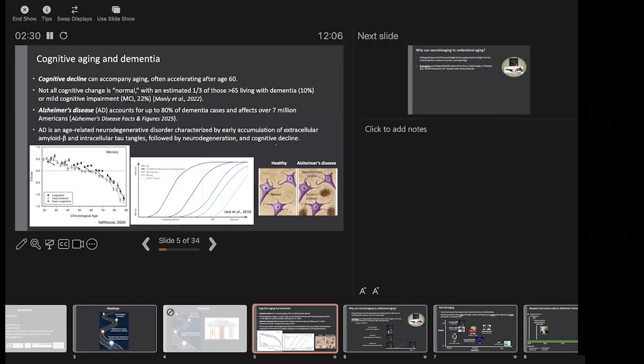Biologically, Alzheimer's disease is characterized first by the accumulation of these extracellular amyloid beta plaques that appear a couple decades before any symptoms appear. Next, this is followed by the deposition of these intracellular tau neurofibrillary tangles, then by neurodegeneration or brain atrophy, and then ultimately cognitive and clinical decline.